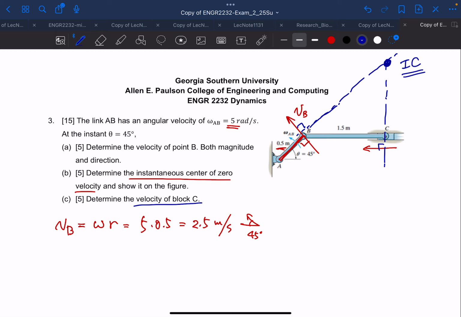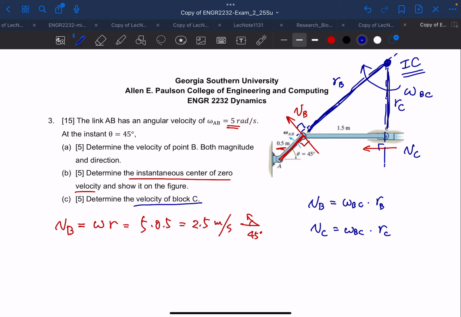Okay, so given this thing, now we can find the velocity of block C. So let's call it VC. And let's call this omega BC again. Then VB is omega BC times RB, and VC is omega BC times RC. RB is this length, and RC is this length, right? It is just having a pure rotation, and you have an arm like that, and you have an arm like this.